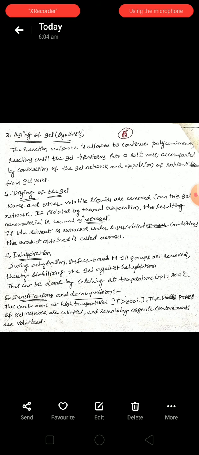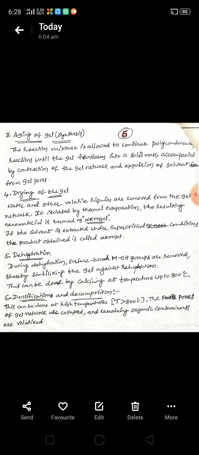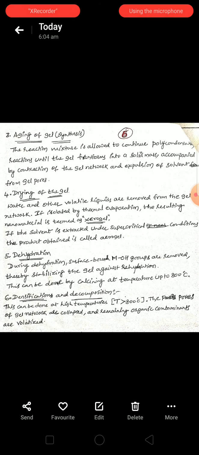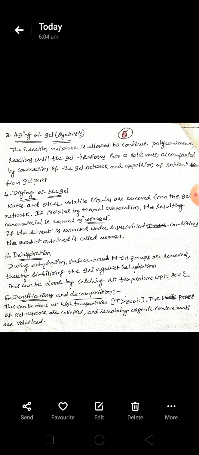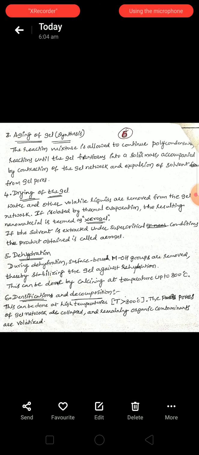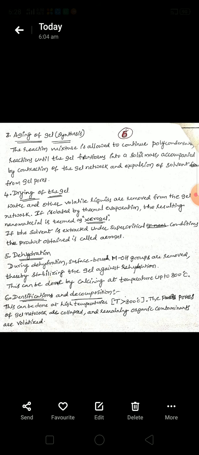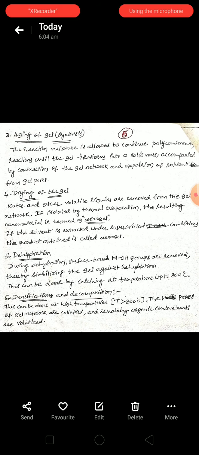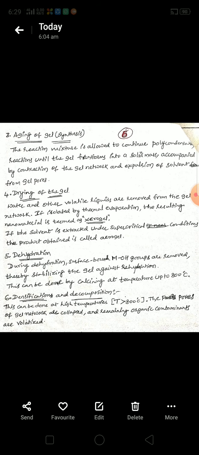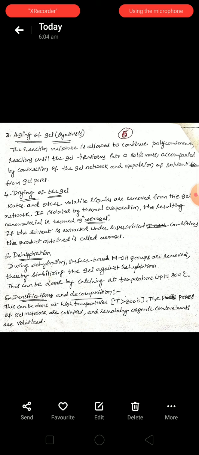This is to be carried out by the calcining process. What is calcining? Calcining means heating of the gel up to 800 degrees centigrade. By calcining, we can remove MOH groups if they are attached to the gel network. Here last step is densification and decomposition.